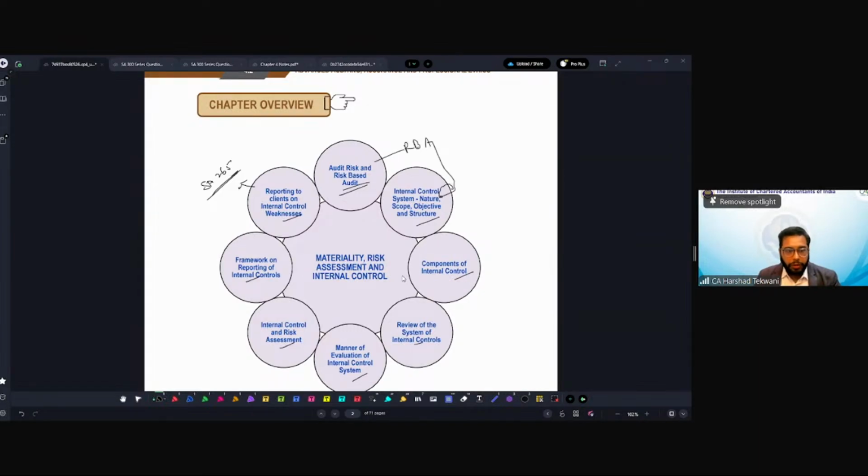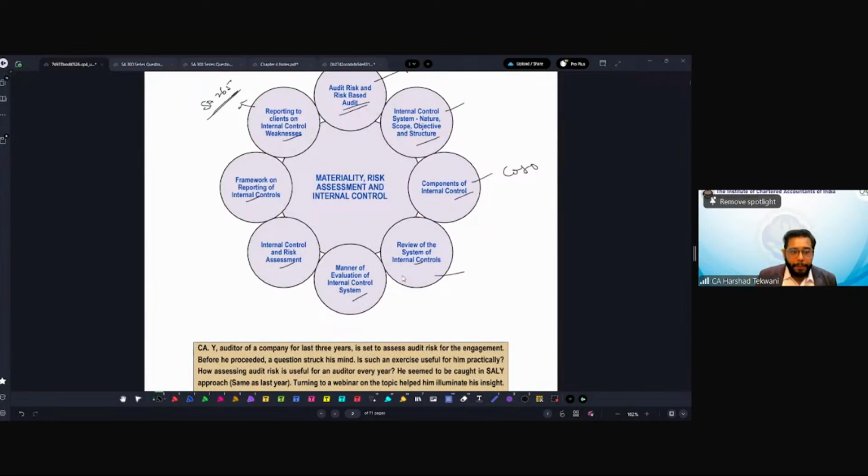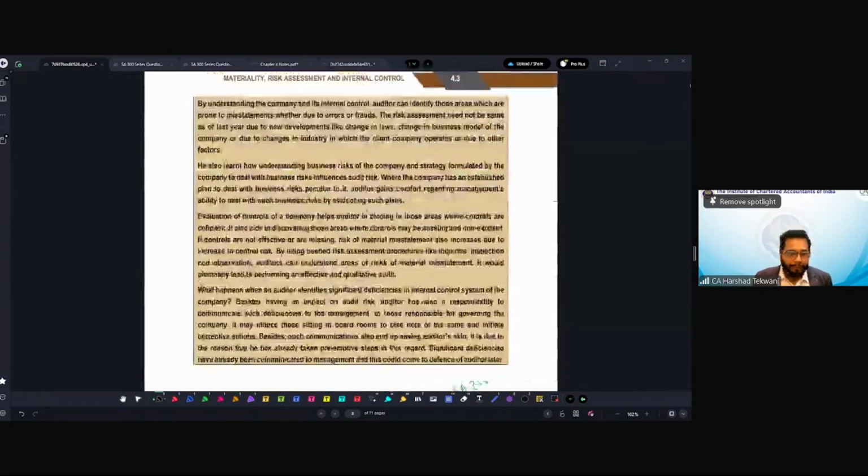Chapter 4 provides a chapter overview: risk-based audit, internal controls, audit, then internal control systems, nature, objective, structure, components, we discussed COSO 1, review of system of internal control, manual evaluation of system, we will come to that, internal control risk assessment, we saw that, framework on reporting, we saw some portion on the reporting part under section 143. Reporting on client's internal control weakness, but as of now we understood what is material weakness and significant deficiencies. Some portion is remaining that will be covered in the subsequent session, and some we have already discussed.